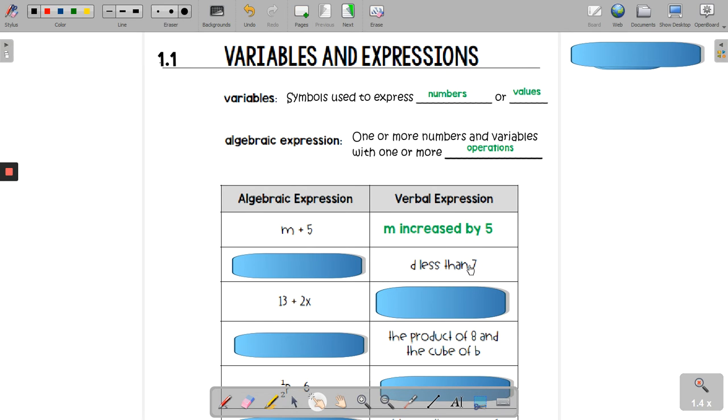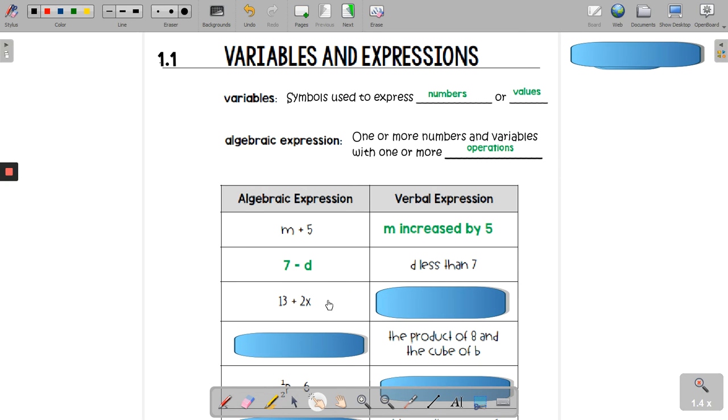Then we have a verbal expression of d less than 7. Less than means subtraction, but this one's a little bit trickier. Since d is less than 7, 7's larger, so we have to reverse it. So it's going to be 7 minus d.